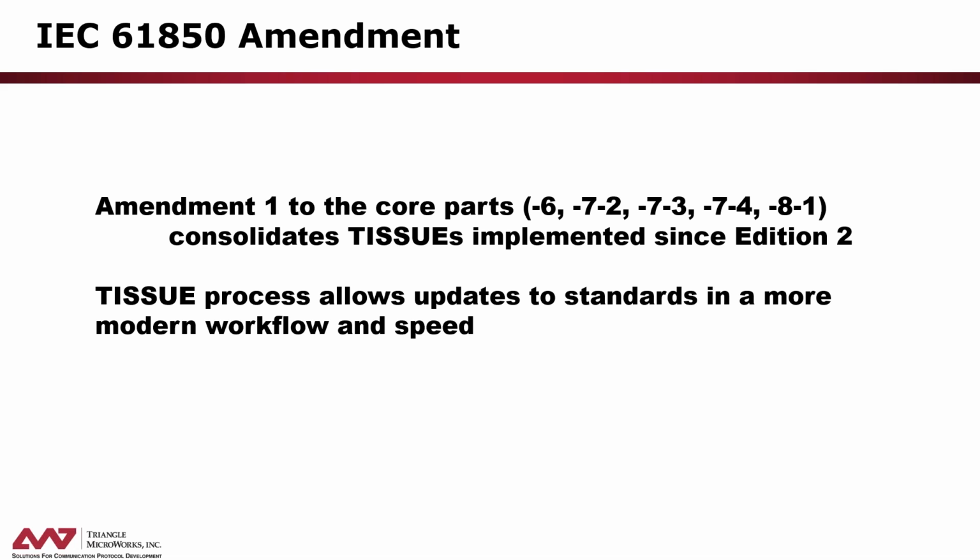And as that was started with edition 1, originally 61850, some 25 years ago, it was identified that we needed a faster process to handle essentially errata in the standards. So 61850 defined what was called a TISSUE process. This is technical issues. And that TISSUE process we're still using with some updates today. That allows us to respond to any issues in the standard.